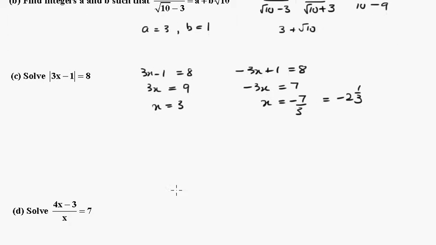Okay, this one. Take the x across the other side. We'll have 4x minus 3 equals 7x. Take the 4x this way, so minus 3 is equal to 3x. Divide by 3, and we get x is equal to negative 1.